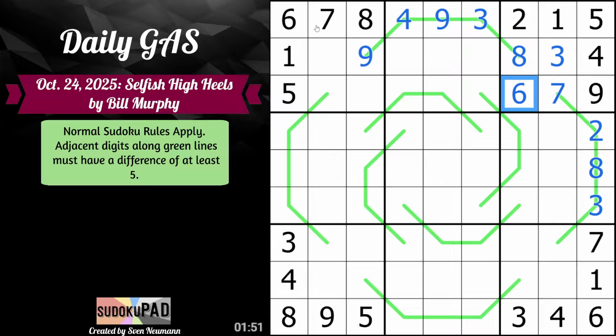We still need 2, 3, 4. 3, 4 means this is 2, and this is a 3, 4, 4, 9. We do need a 9. 9, 7, and what? 2, so this is 2.